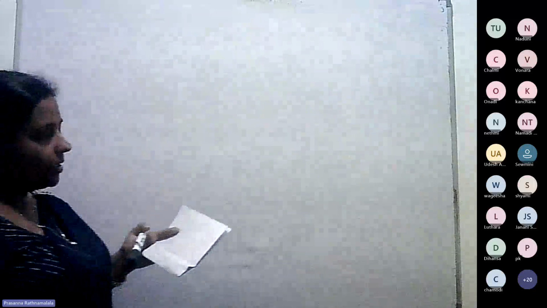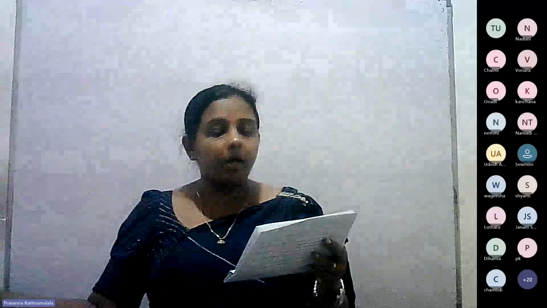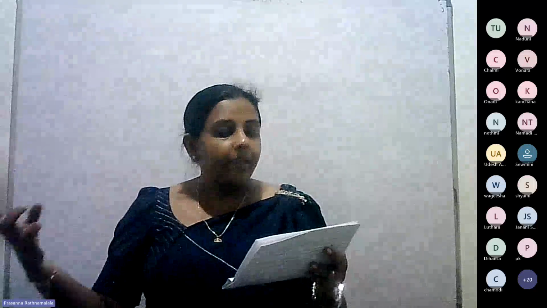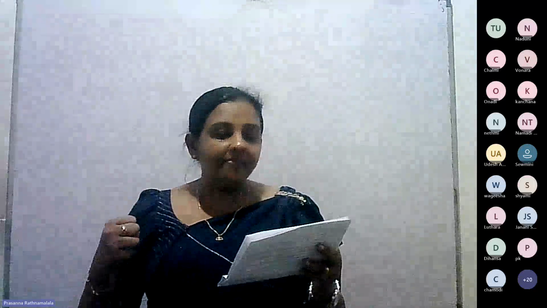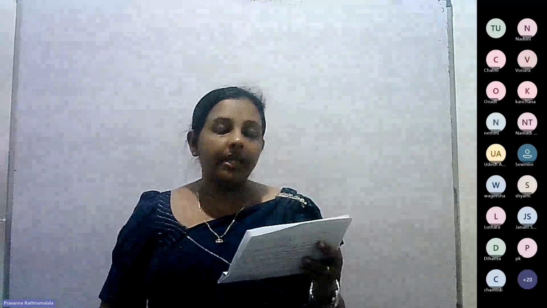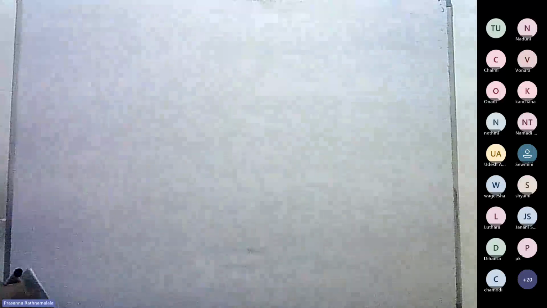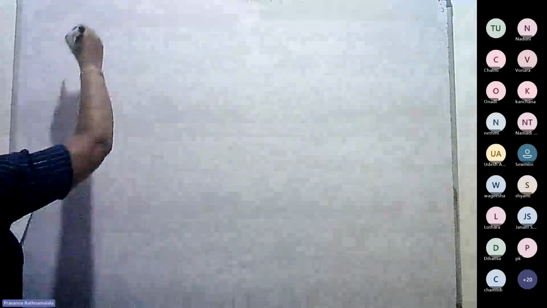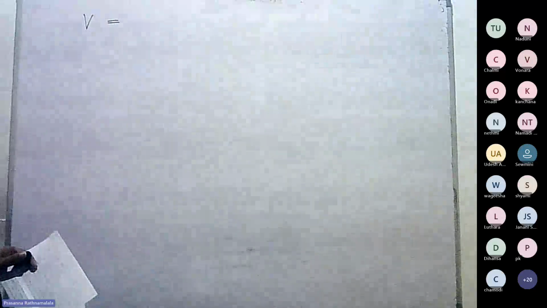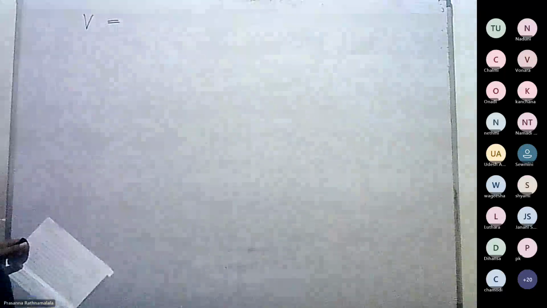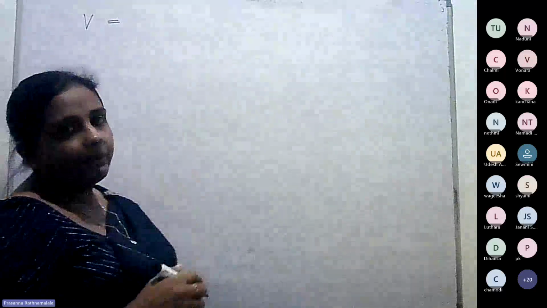Now the remaining portion. After removing this portion, you show that the remaining volume gives 8/3 pi R cubed. How do you find it? You find the remaining volume, the difference of these two volumes. You write it down separately.